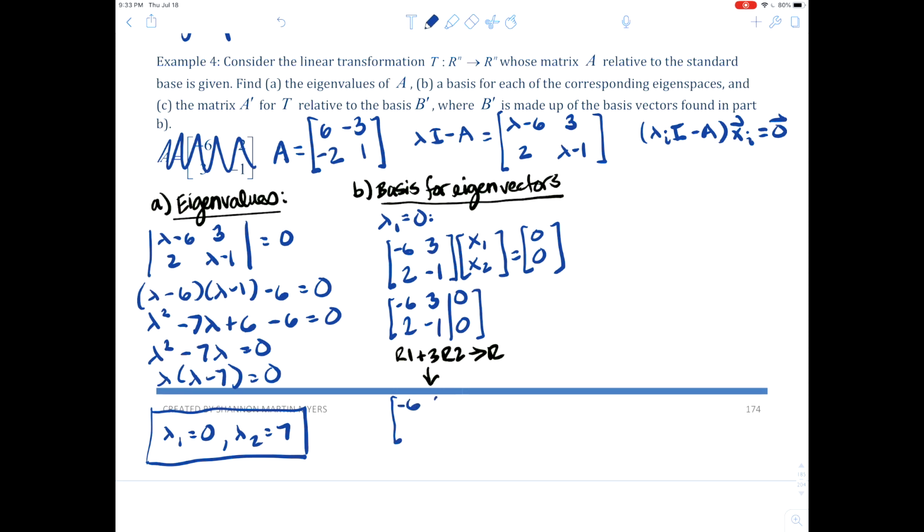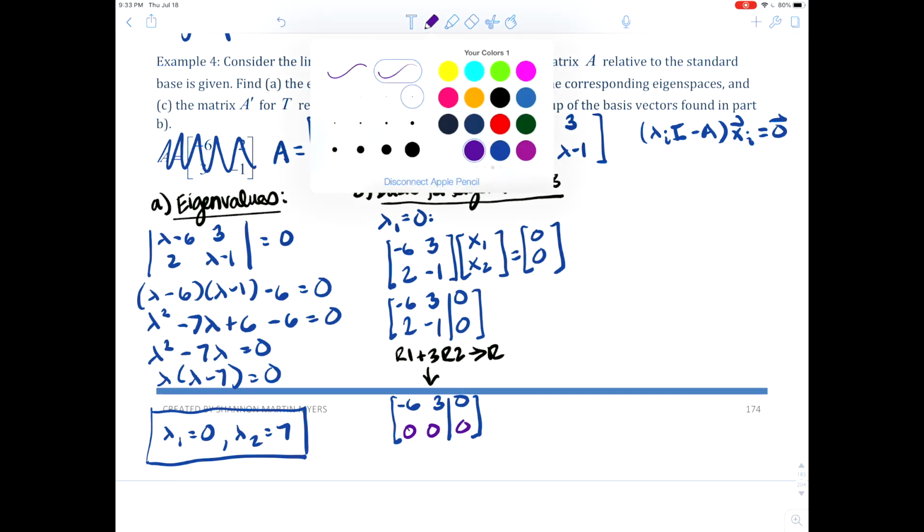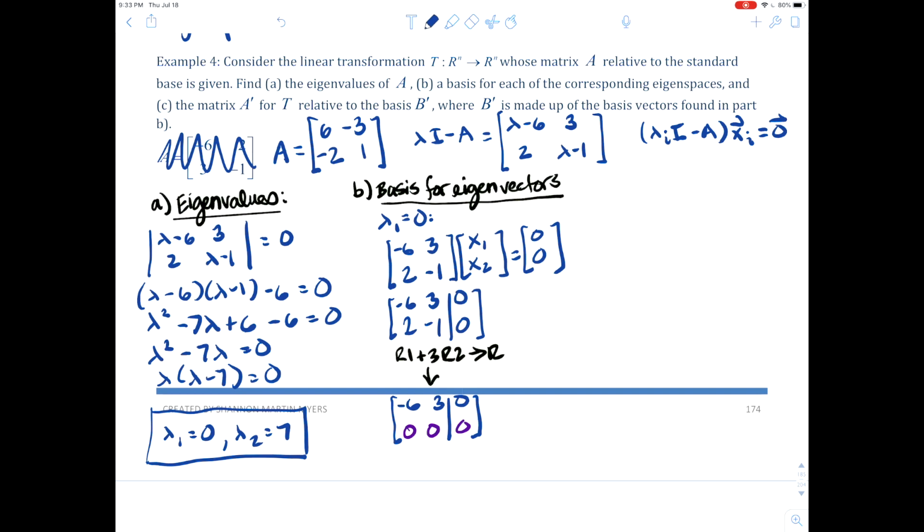The first row stays the same. The second row will be 0 and then 0, 0. Cool? All right, so what did that land us? That tells us that -6x1 + 3x2 is 0.